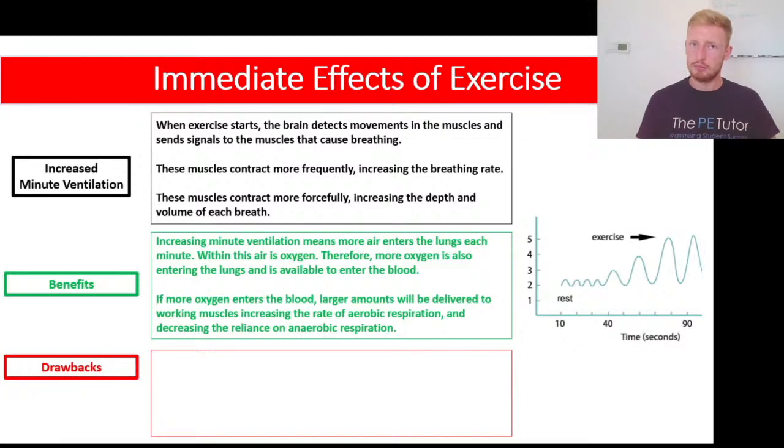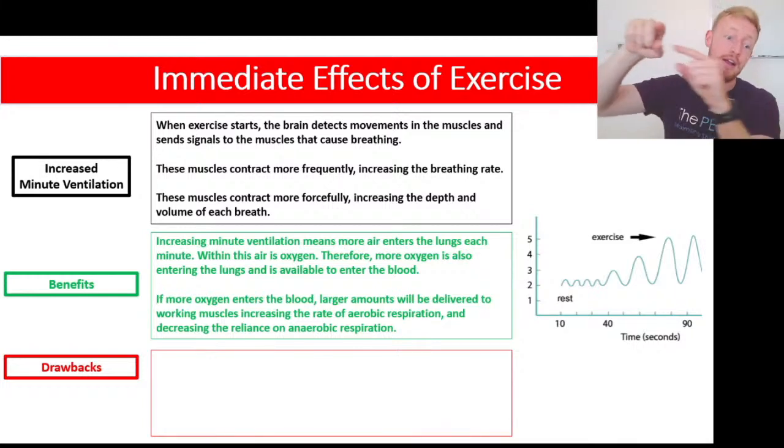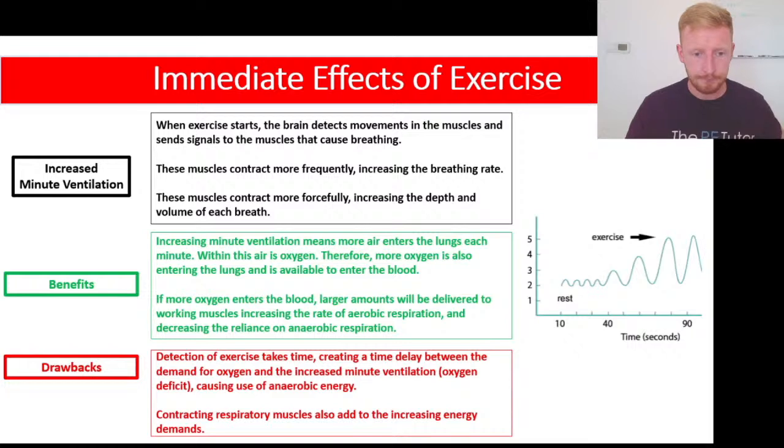Some drawbacks. Well, I've just mentioned 3 muscles involved with increasing minute ventilation. Our diaphragms, our abdominals, our intercostals. We've also got our sternocleidomastoids. We've also got our scalenes. We've also got our pectoral minors. These muscles are now working harder. What do the muscles require if they work harder? More energy, more oxygen. They start to produce CO2 or perhaps lactic acid. So by increasing our minute ventilation, we have muscles working harder to do that. So we need to increase minute ventilation even further to supply the harder working muscles with enough oxygen and energy, which we've got here. So contracting respiratory muscles add to the increasing energy demands.